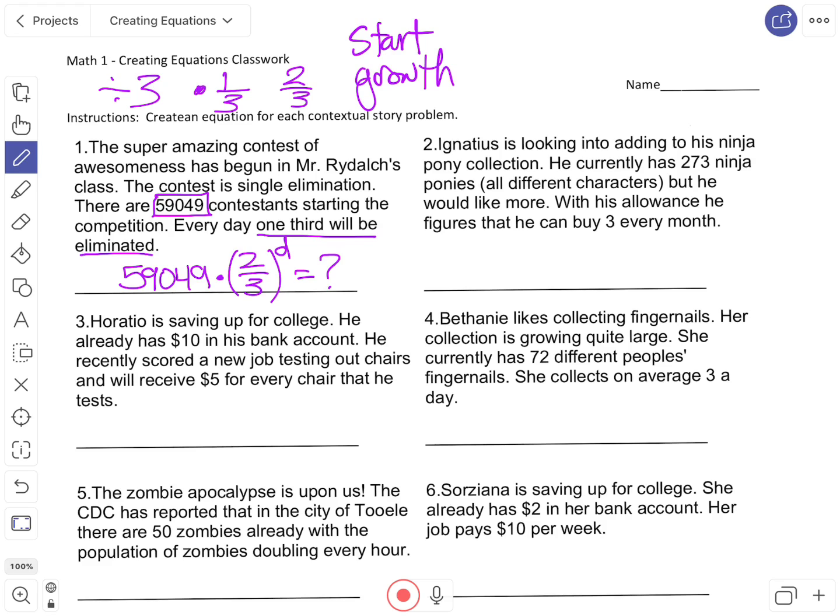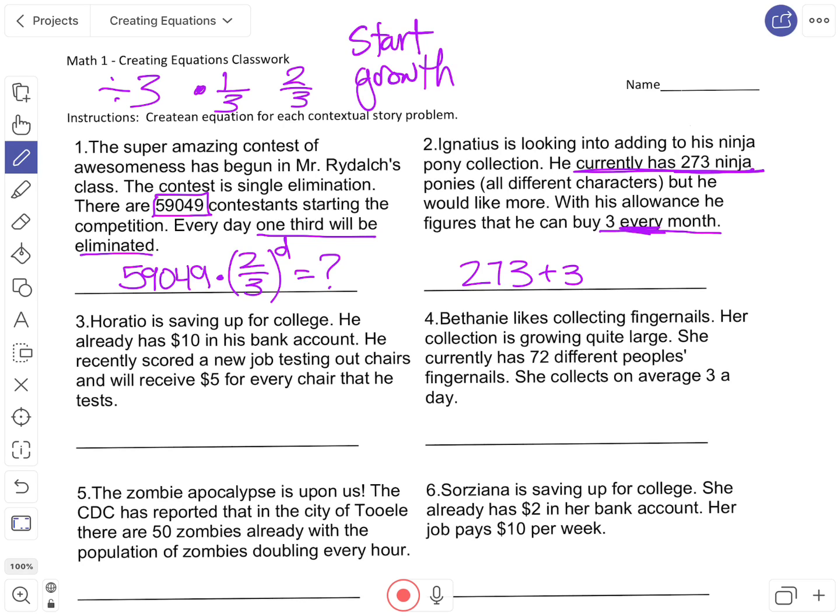Okay, number 2. Ignatius is looking into adding to his Ninja Pony collection. He currently has 273 Ninja Ponies, all of them different characters, but he would like more. With his allowance, he figures that he can buy 3 every month. Okay, so again, where do we start? Well, he currently has, so we're starting with 273, and the growth, he figures he can buy 3 every month. Again, that word like every, each, those kind of things tell us it's a growth. So we're getting 3 more, so we're adding 3 every month.